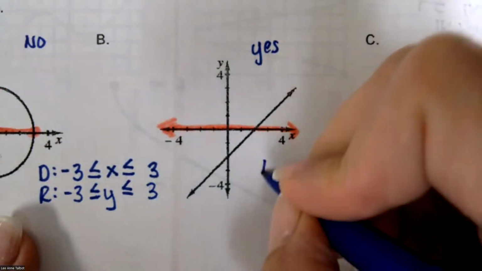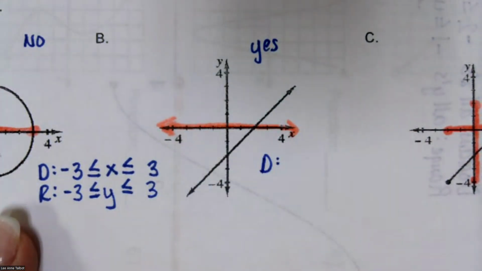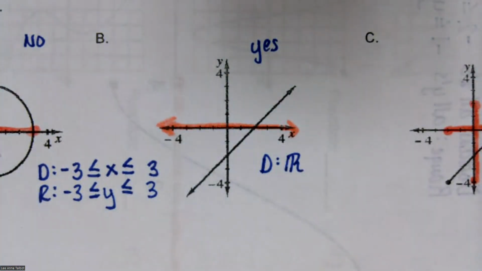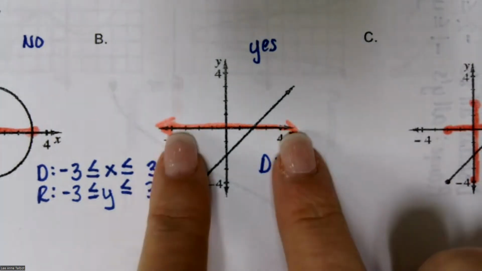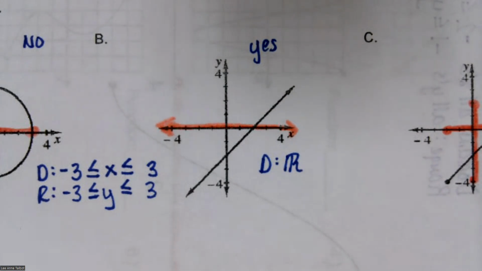That means our domain is everything. Do you see how the whole x-axis is covered with an arrow, both sides? When that happens, our domain is all real numbers. So when there are arrows going both ways, all real numbers.